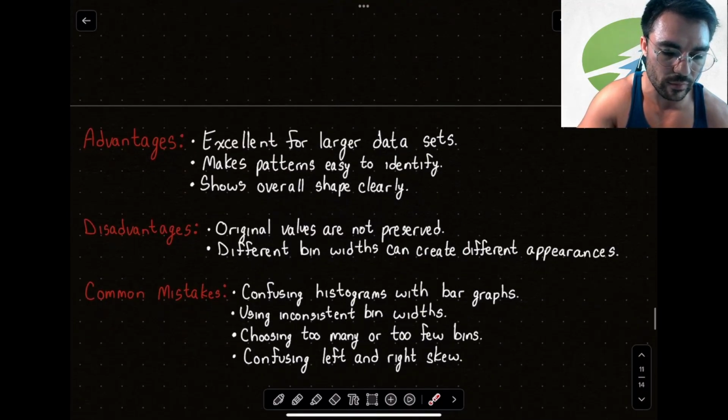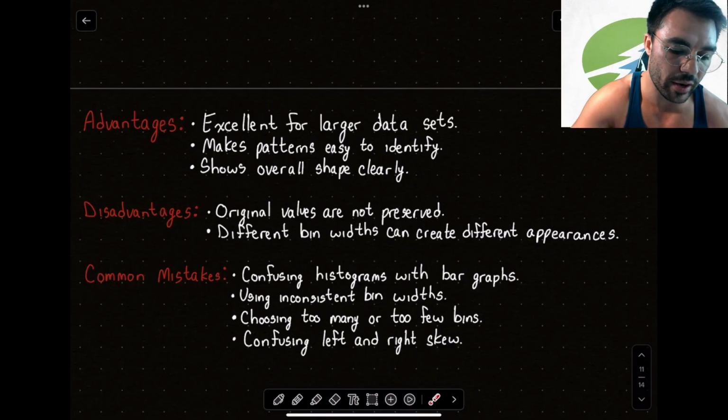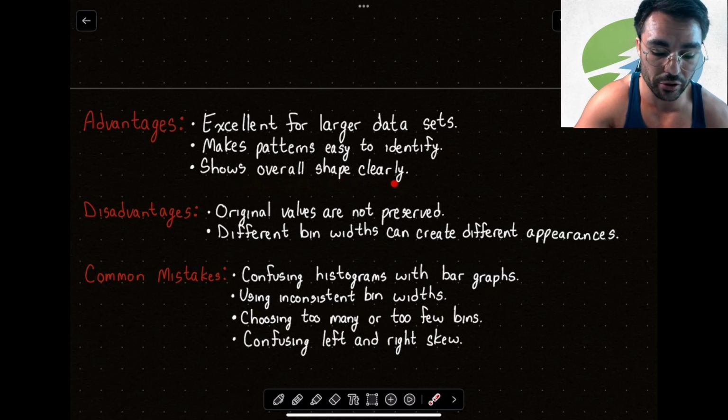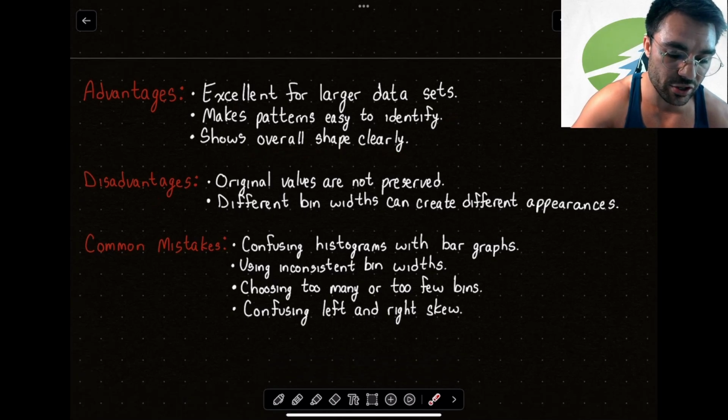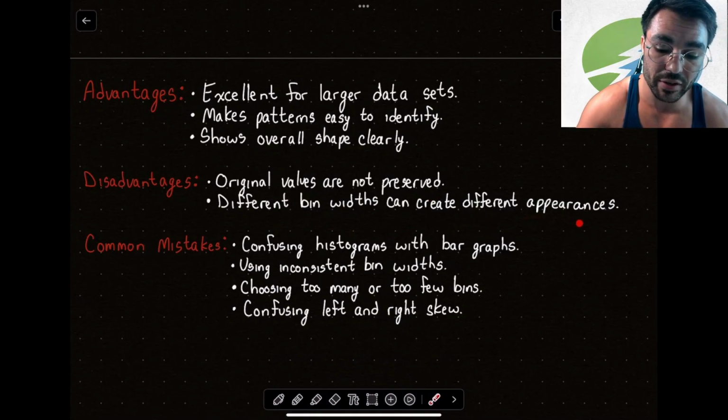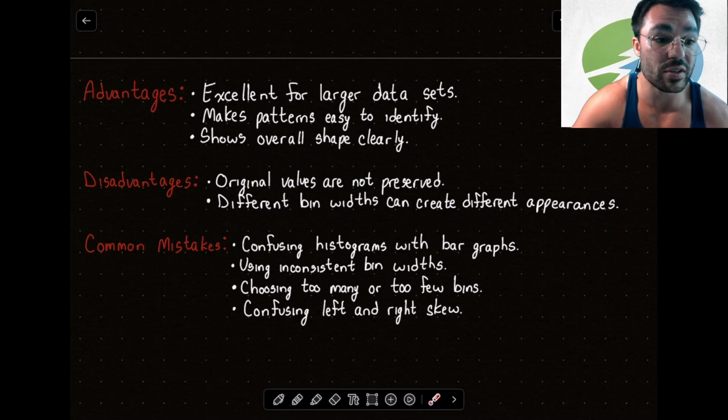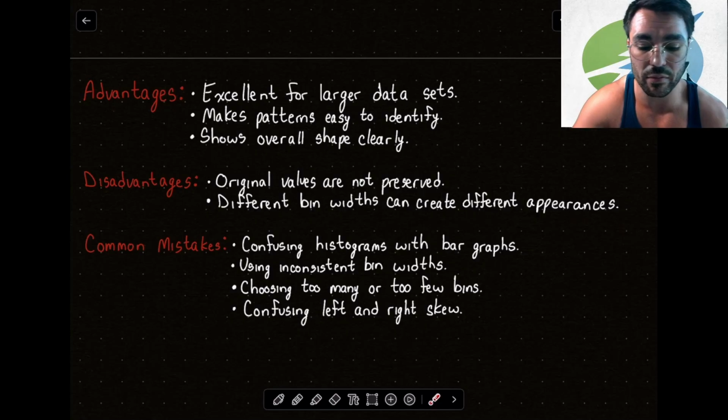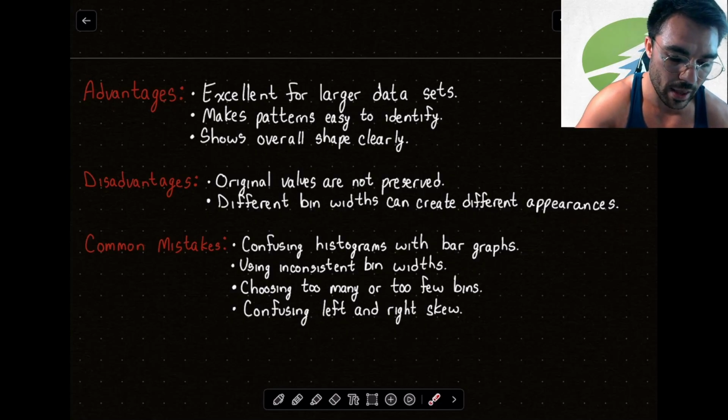Okay. Some advantages to histograms: excellent for large data sets, makes patterns easy to identify, and shows overall shape clearly. Disadvantages: original values are not preserved, and that's because of our bins. And different bin widths can create different appearances. We can use that to manipulate data. And, you know, sometimes you'll see in the news data being manipulated to push some type of narrative. We are going to be better than that. We're not going to fall victim to that type of behavior.